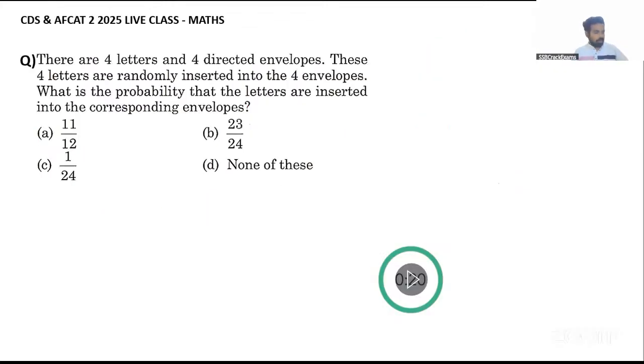Now we have the last question. So there are four letters and four directed envelopes. These four letters are randomly inserted into four envelopes. What is the probability that the letters are inserted into corresponding envelopes?